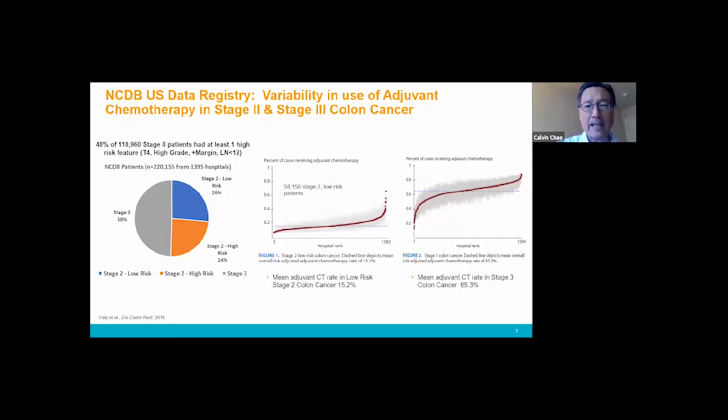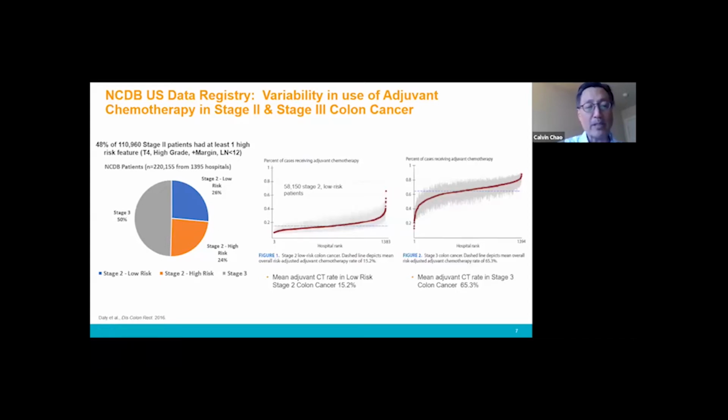The other piece of data I'd like to share with you is this analysis in the United States, a review of the National Cancer Database US data registry, looking at stage 2 and stage 3 colon cancer and how it's managed in the US. On the left, you see that it's about a 50-50 split between stage 3 and stage 2. In stage 2, the data review was able to identify those at high risk, defined by T4 stage, high grade, positive margins, or lymph nodes assessed less than 12. And this splits the stage 2 population roughly in half.